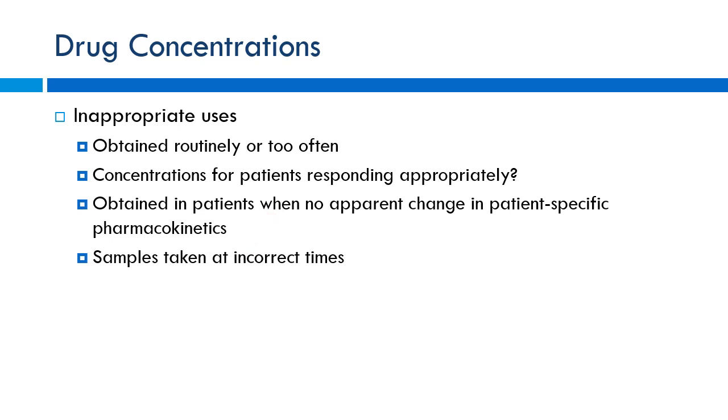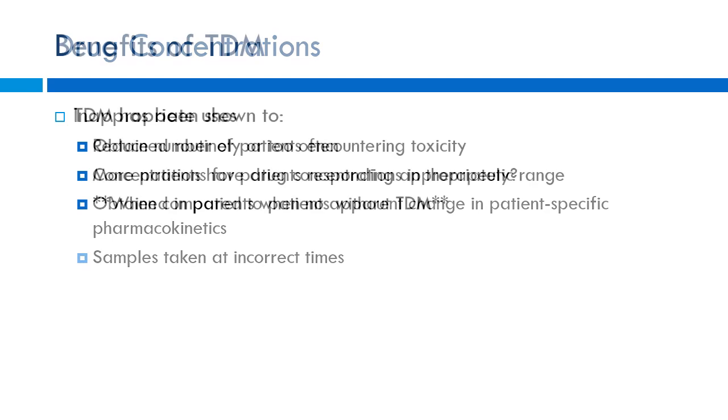And then more often than not, the big problem we run into is levels being taken at the wrong times, right? So a level will get marked as a trough level and it comes back extremely high. Chances are the nurse probably took it after the dose was actually given and it's actually a peak level, not a trough level. Those are things we have to consider if timing is not going to be appropriate.